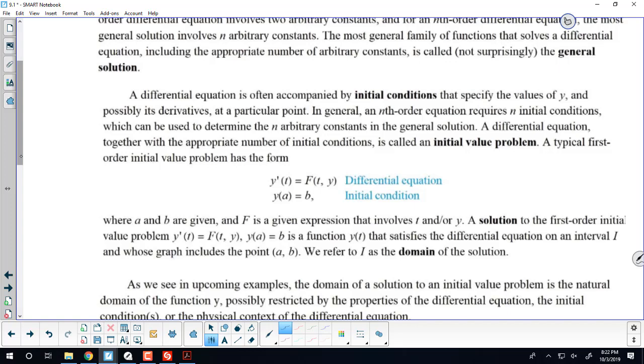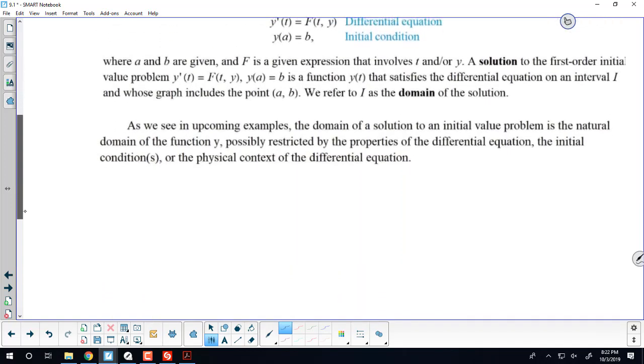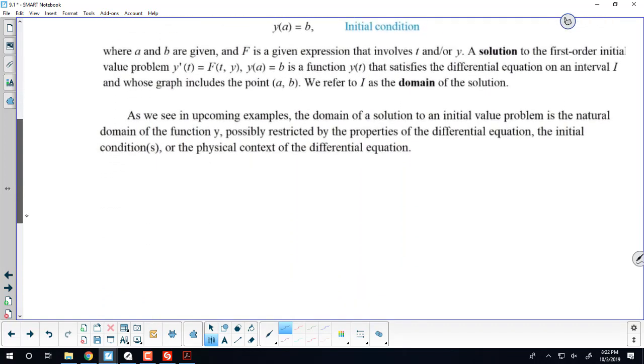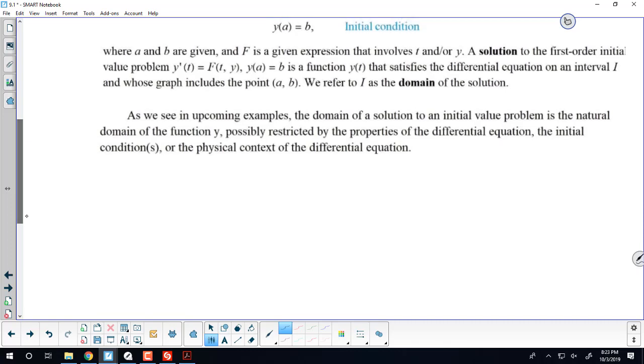Initial conditions, I'm assuming everyone's familiar with that. Given an initial condition, you're able to find the constant of integration, right? So then we call those initial value problems. A solution to the first order initial value problem is the function that satisfies the differential equation. We'll see a few exercises in 9.1. Say, here's a differential equation and here's the proposed solution. Verify that this is actually a solution to that differential equation.